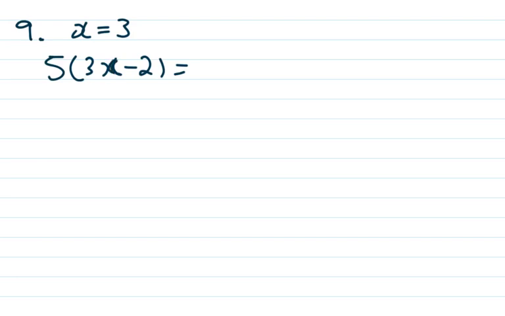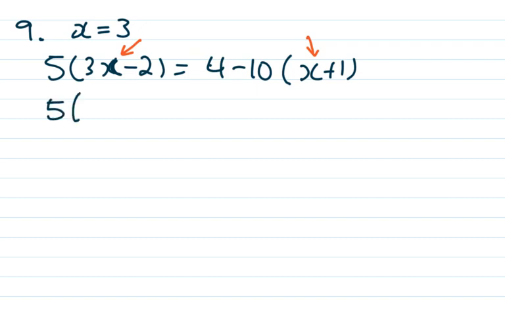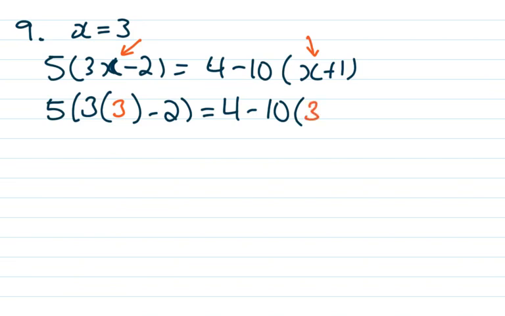Okay, number 9. Is x equals 3 the solution to 5 times 3x minus 2 equals 4 minus 10x plus 1? Explain how you know. So we're going to take this x equals 3 and plug it in. Everywhere that there's an x, we're going to put a 3. So now I have 5 times 3 times 3 minus 2 equals 4 minus 10 times 3 plus 1.